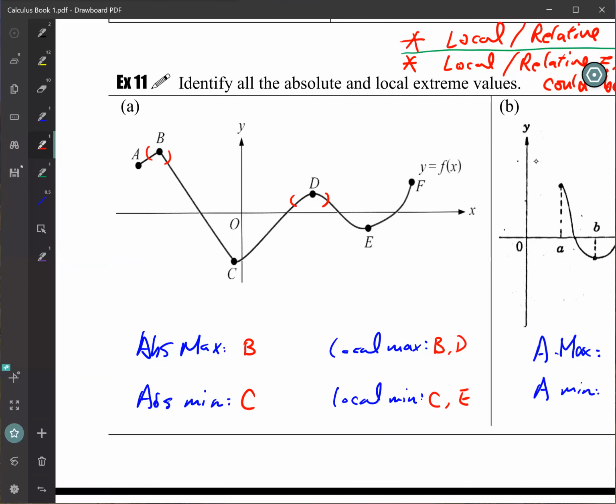Wait, so we can have two for local? Yeah, you could. And remember, you follow the definition. Think about you are looking for the highest place on Earth, then that will be called the absolute. You find the highest elevation. But then locally, we could have Whistler, which is pretty high locally in BC. But then the Rocky Mountains may be even higher. So local and absolute are very different.